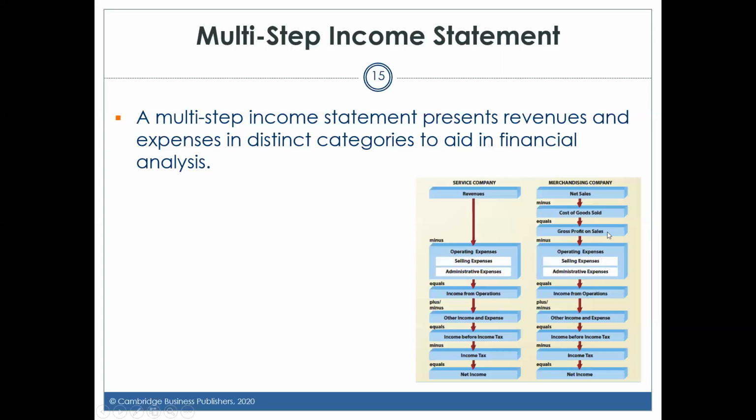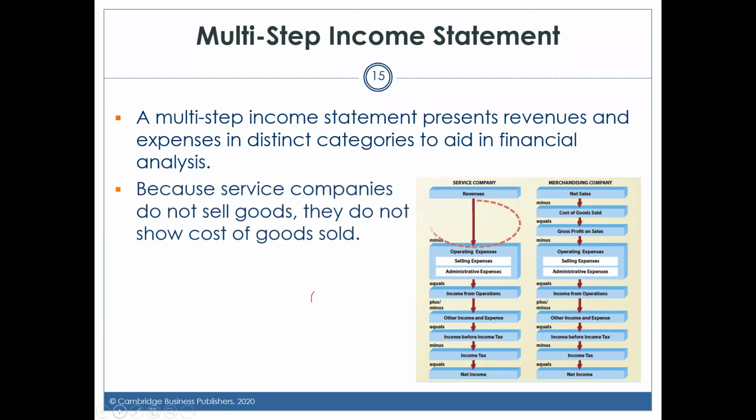Then we take our gross profit, and from that we subtract our operating expenses. So from the gross profit line down, it looks the same for a merchandising company as it does for a service company. It's just that the merchandising company has this gross profit line, because service companies don't sell goods, they do not show a cost of goods sold.